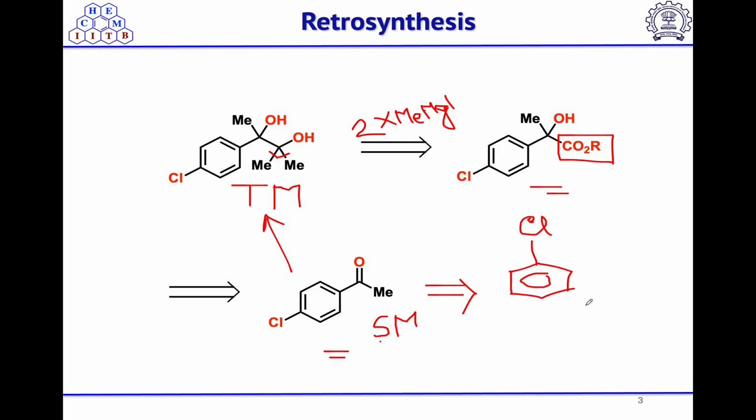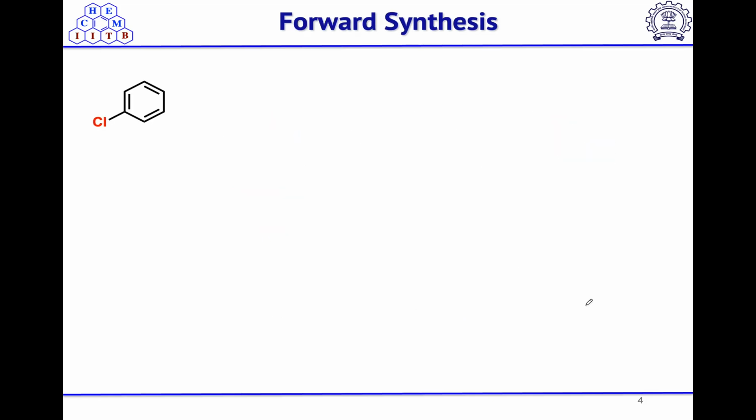Okay, now we'll see the forward synthesis. From chlorobenzene we have started. Now from chlorobenzene to this, we need to get this functional group installed on the chlorobenzene. So how will we do this conversion? What will be the reagents?